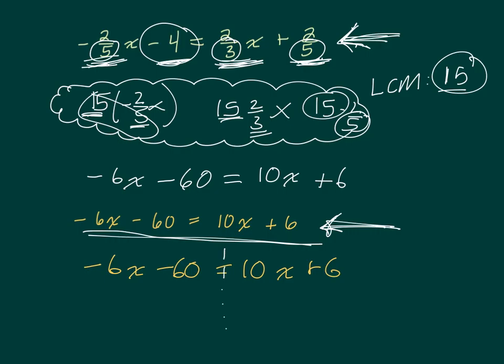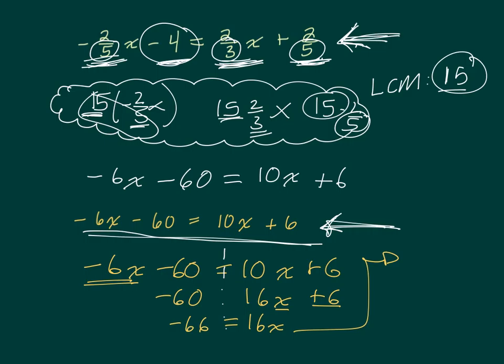So if this were me, I would add 6x to both sides. So this would cancel, and this becomes 16x plus 6. This side has a negative 60 on it. Now we need to get this x by itself, so I'll subtract 6 from both sides. So this will go away. If I subtract 6, they're friends. They make negative 66 equals 16x.